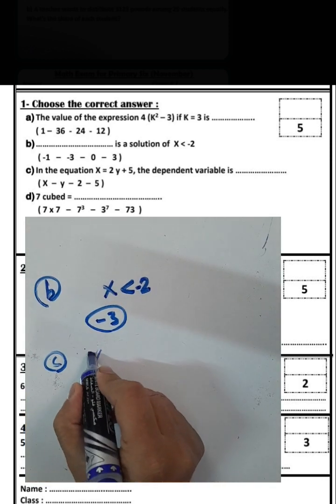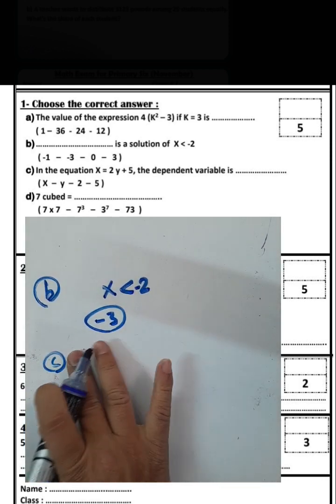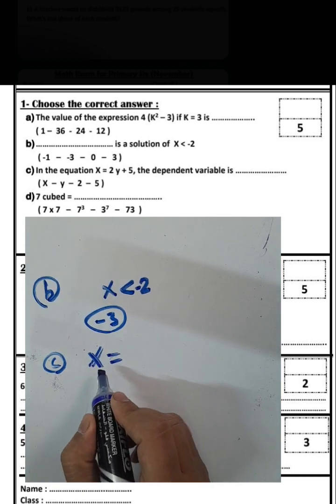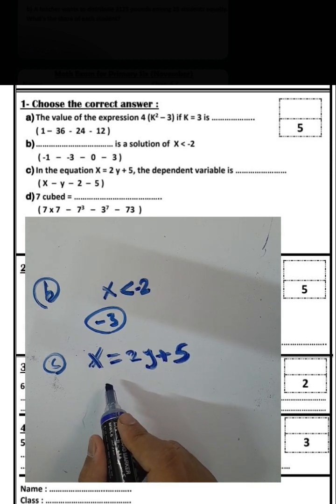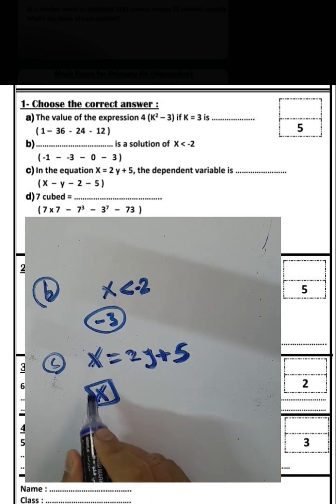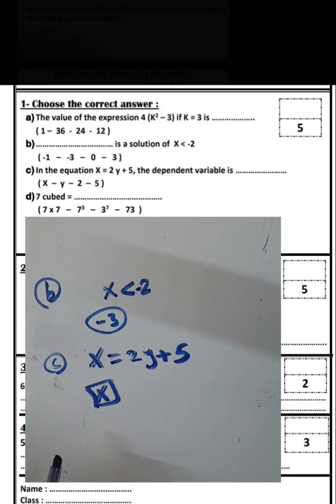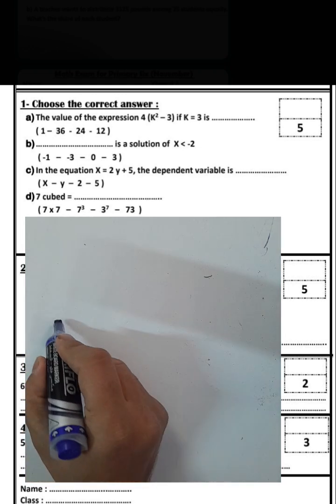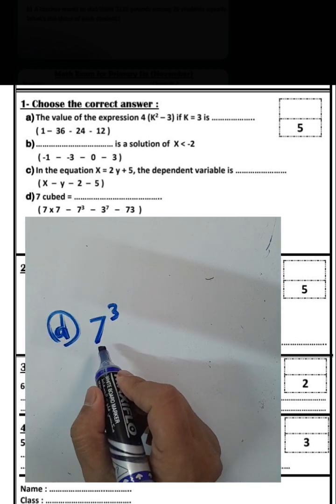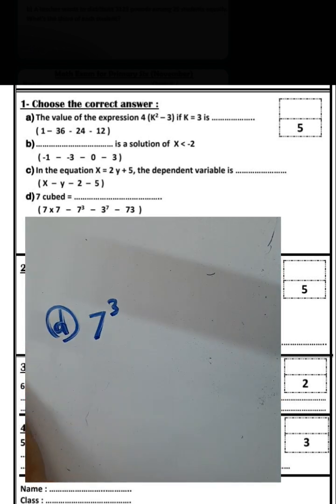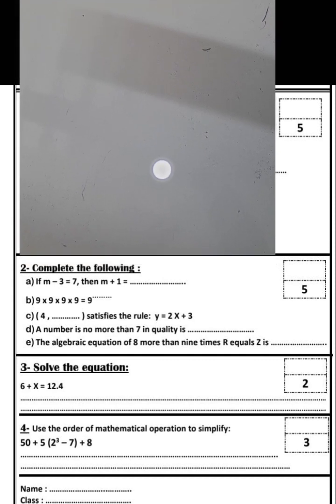Question letter C. In the equation x equals y plus 5, the dependent variable will be x. We call x dependent, and y independent. Question letter D. 7 cubed means 7 power 3. 7 cubed, okay, the cube of 7 means 7 power 3. Exponential form.